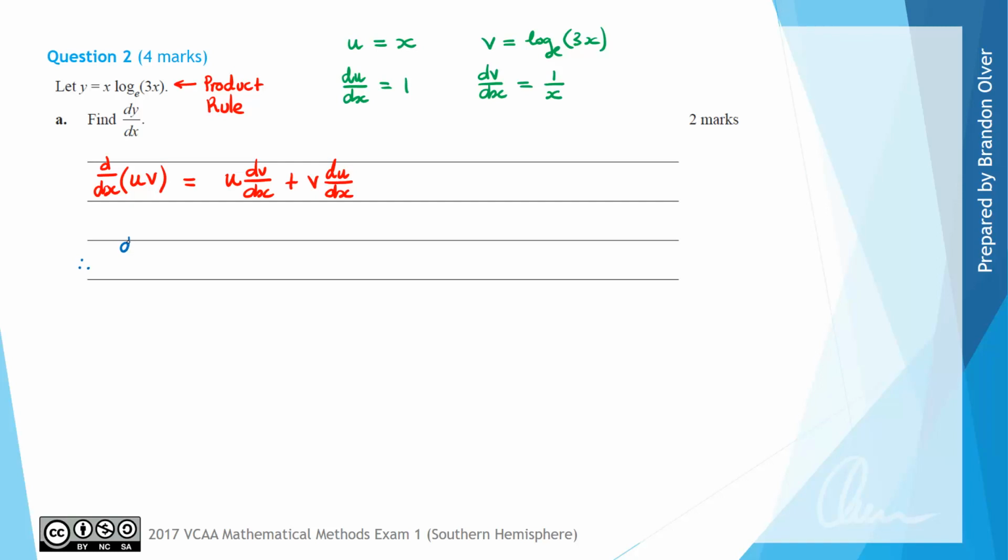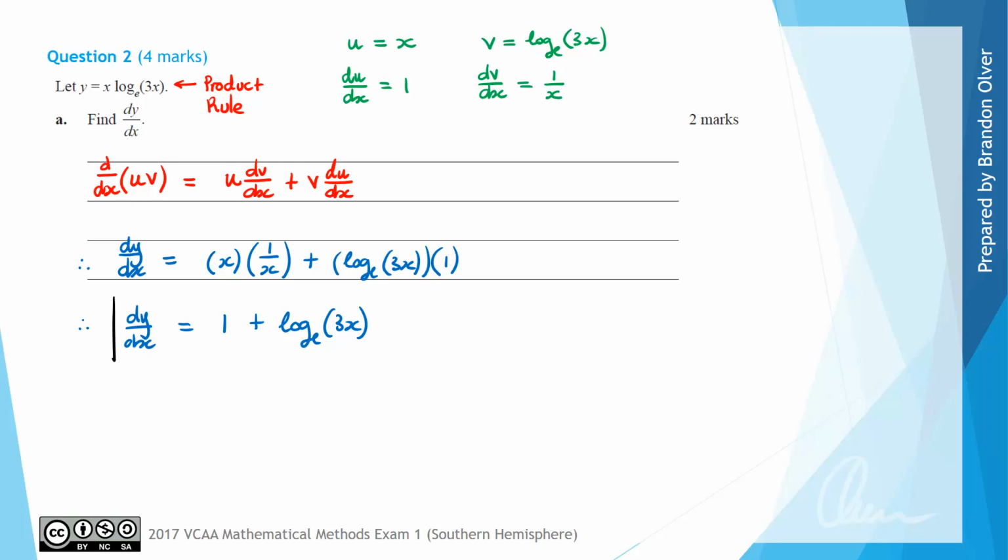So therefore, dy/dx, the derivative that we want to calculate, is going to equal u, which is x, times dv/dx, which is 1 on x, plus v, which is log e of 3x, times du/dx, which is simply 1. Then doing a little bit of simplification gives dy/dx equal to x times 1 on x, which is x on x, which simplifies to 1, plus log e of 3x. So that is the answer to part A of this question.